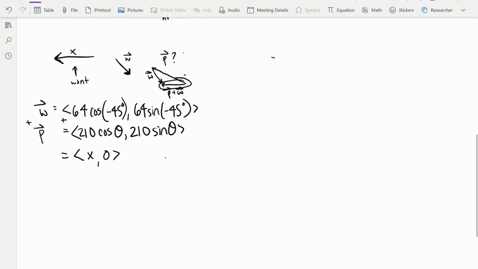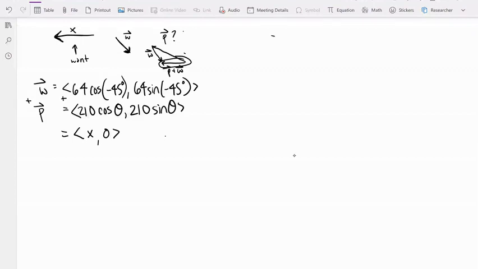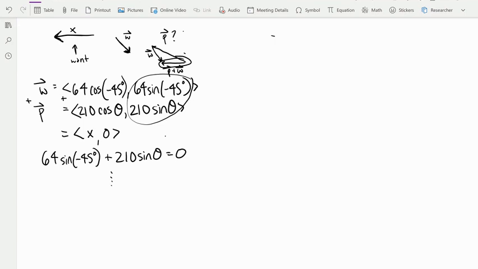So that's what really helps me solve this problem, because then I know my y components add up to be 0. So the y component of my wind vector plus the y component of my plane's bearing vector basically has to equal 0. And then you can solve this equation. And you should end up with a theta that is in the second quadrant.